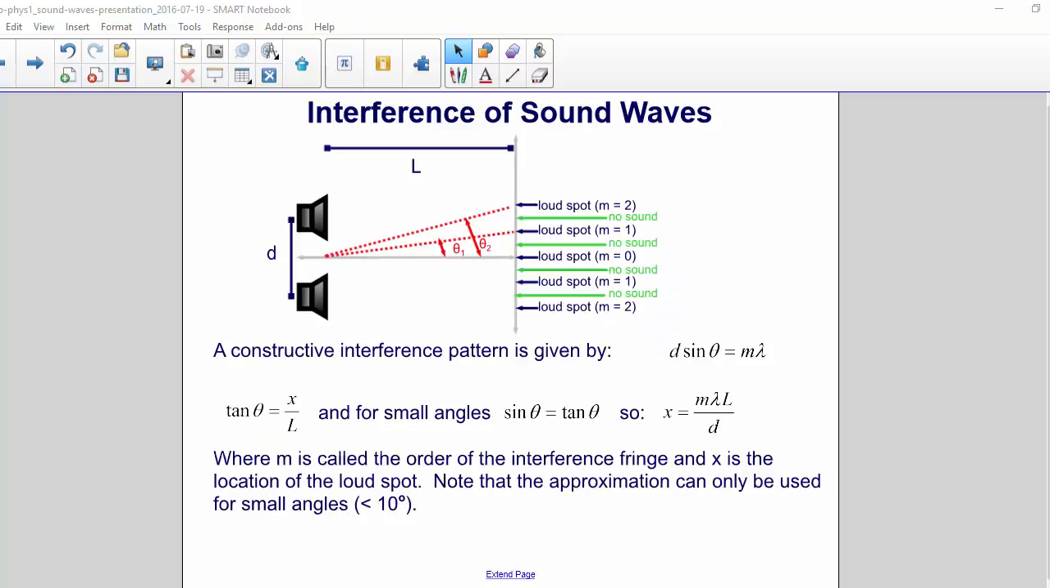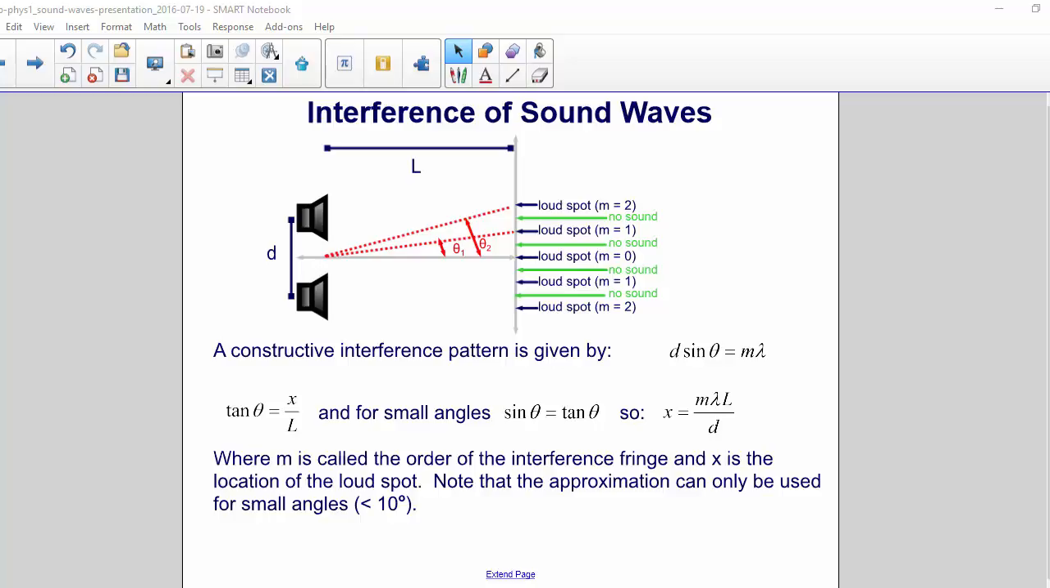A constructive interference pattern is given by d sine theta equals m lambda, where d is the distance between two speakers, theta is the angular displacement, m is a multiple, and lambda is the wavelength.